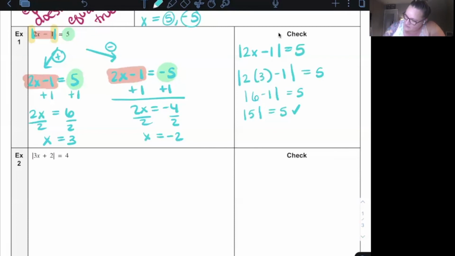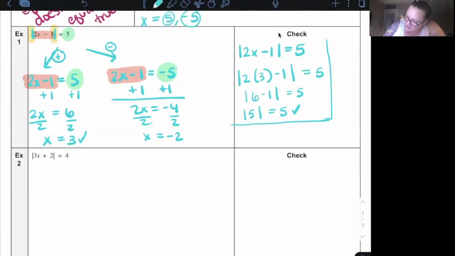Okay. Now we're going to check the other answer. I did not leave very much room, huh? So we checked 3, it works. Now we're going to check negative 2. So x is equal to negative 2.